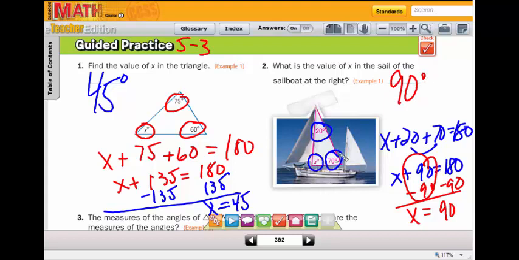Some of you hopefully looked at this and saw right away that this is very easily done in the head, because the 20 plus the 70 is 90, and 90 and 90 is 180, so you could see it without even doing any math. That was 90 degrees.